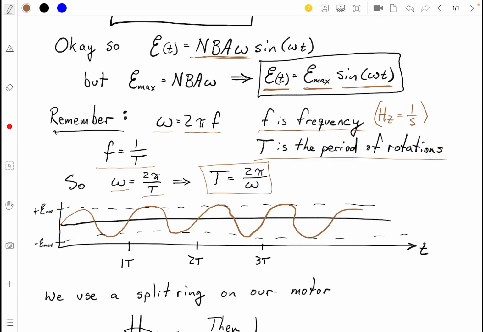So what does that look like? In the end, we have a sine wave. The sine wave starts out at 0 at t equals 0, and it goes up to the E max, our EMF max. It goes down to the EMF max on the negative side, and then back up and down and back up and down. And every time it gets back to here, that's how long it takes for one period.